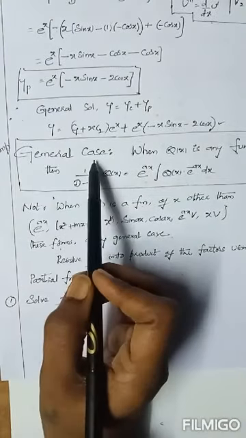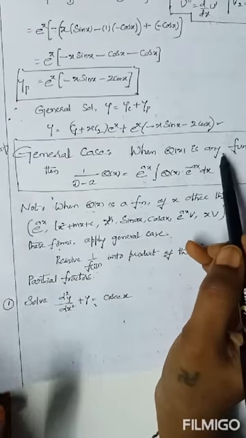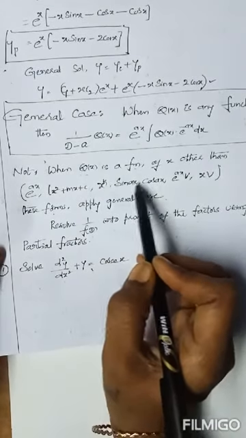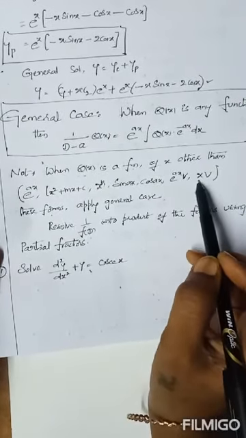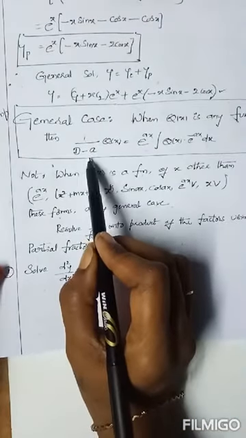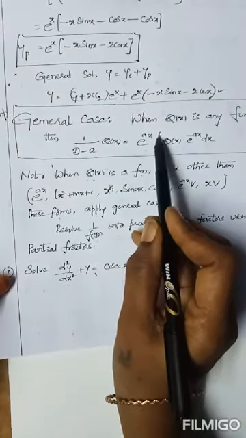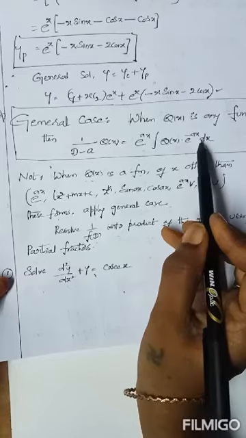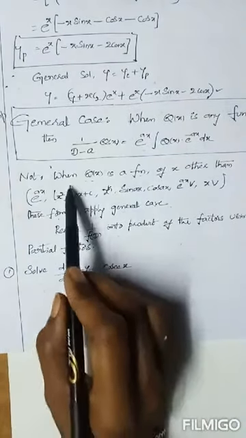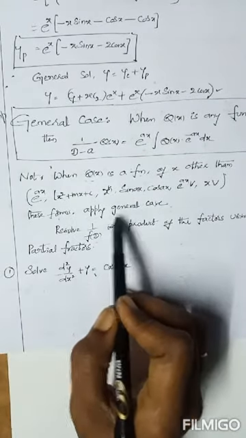The next one is the general case. This is the most important case. When q of x is any function other than e power ax, polynomial in x power k, sin ax, cos ax, e power ax into v, x into v, for that function yp is obtained by taking 1 by d minus a of q of x equals e power ax into the integral of q of x e to the power of minus ax into dx. Okay, this is called a special case. Note: when q of x is a function of x other than these forms, apply the general case.